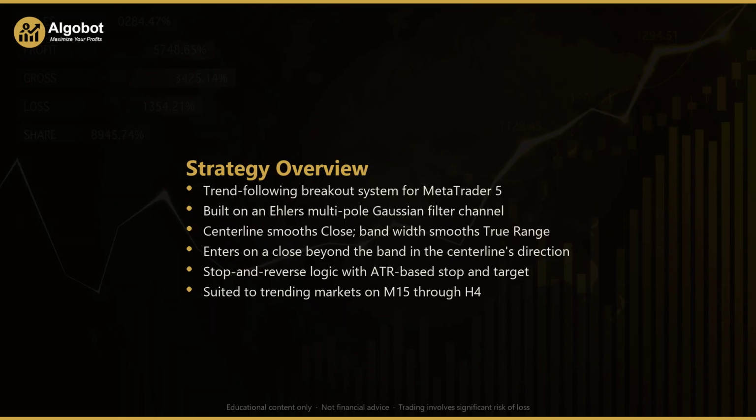Because the width is built from true range, the channel breathes. It widens when the market gets more volatile, and it narrows when things go quiet, instead of staying a fixed distance apart. Now, why a Gaussian filter and not an ordinary moving average?